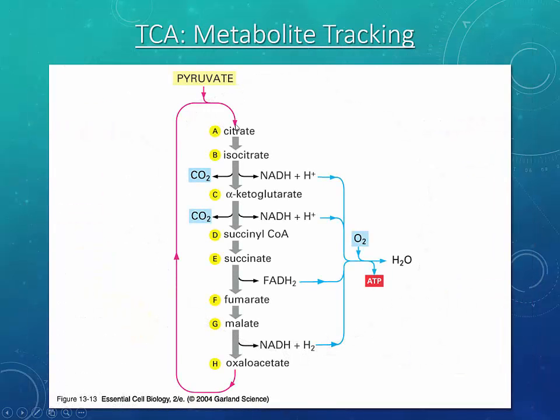Our metabolites, pretty straightforward. This will help with understanding the enzyme names. Citrate goes to isocitrate, goes to alpha-ketoglutarate, goes to succinyl-CoA, goes to succinate, goes to fumarate, goes to malate, goes to oxaloacetate. Oxaloacetate combines with acetyl-CoA to give you citrate, and so on. So these few images I'm providing are to help you get a large-scale sense of what's going on in the TCA cycle before we get down to the nitty-gritty.